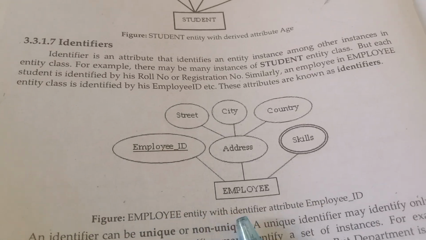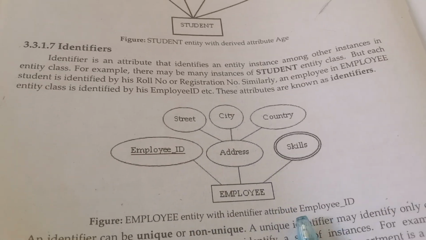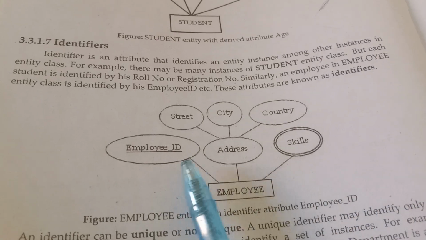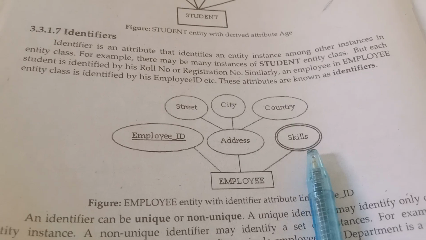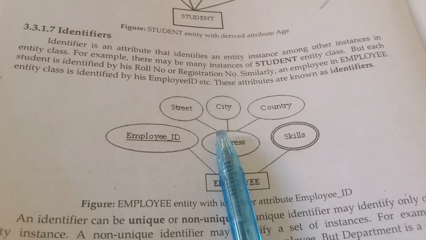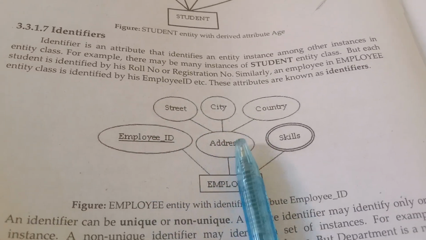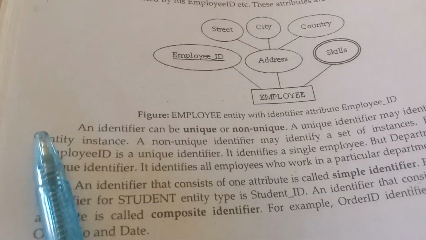Employee entity with identifier attribute employee ID. Employee ID, sales, address, city, street, country.